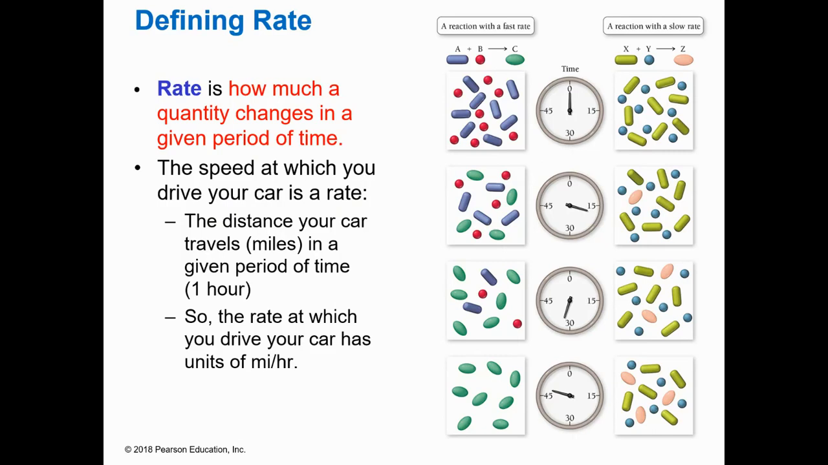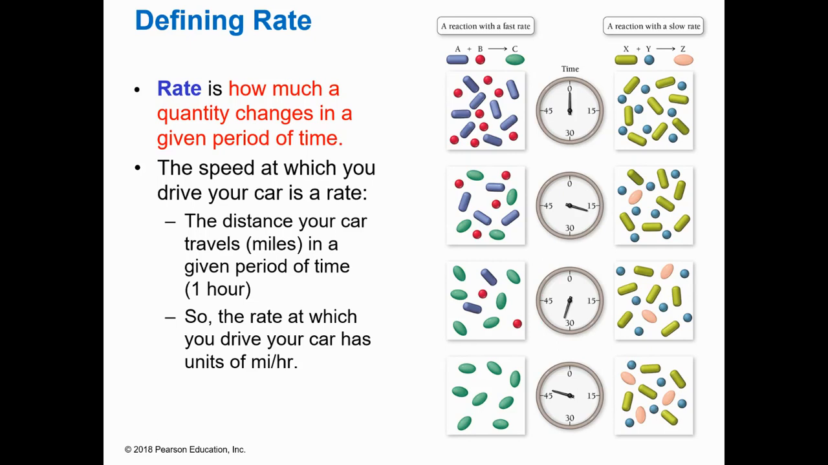So rate specifically is how much a quantity changes over a given period. In this image to the right, you can see we've got A and B changing to C, and notice this one is pretty quick. It happens within the hour. All the A's and B's convert into C, your product.